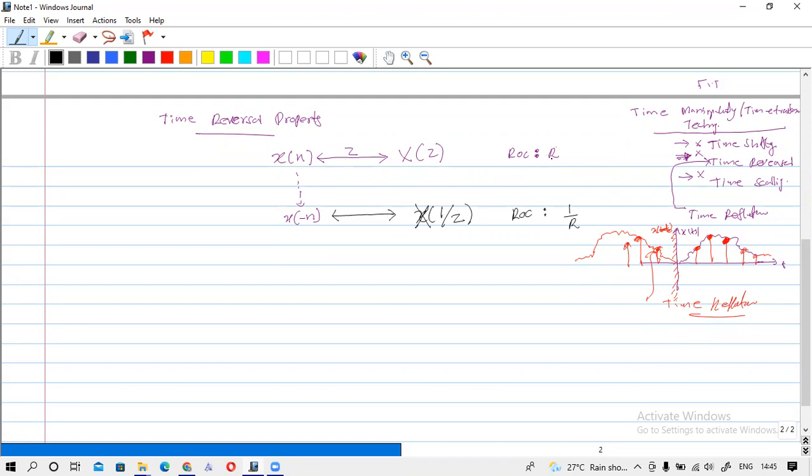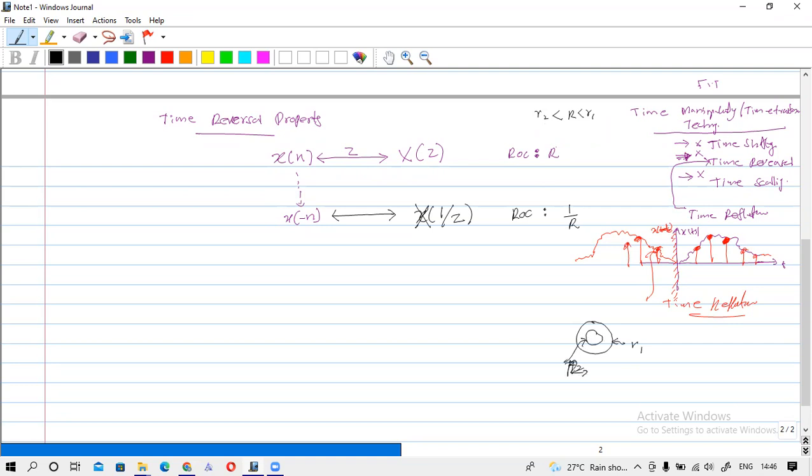What I meant by reversing is, let's say r is between two values, r2 and r1. So it is like this. Here, let's say this is r1, so r is less than r1 and bigger than r2. So this is r2.